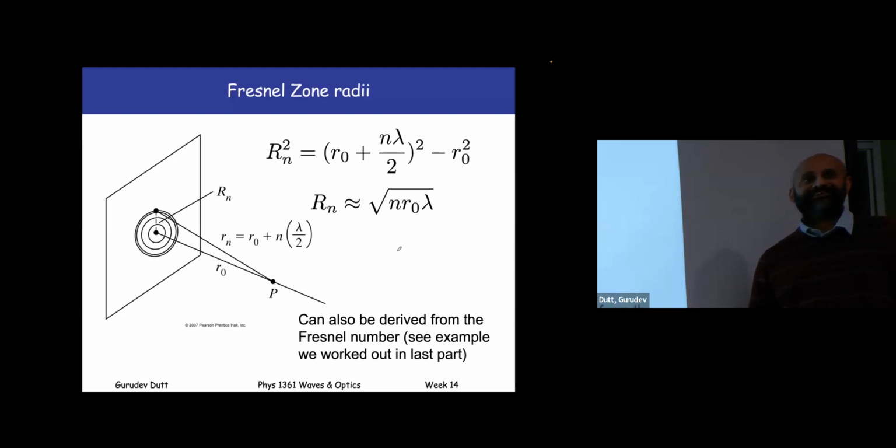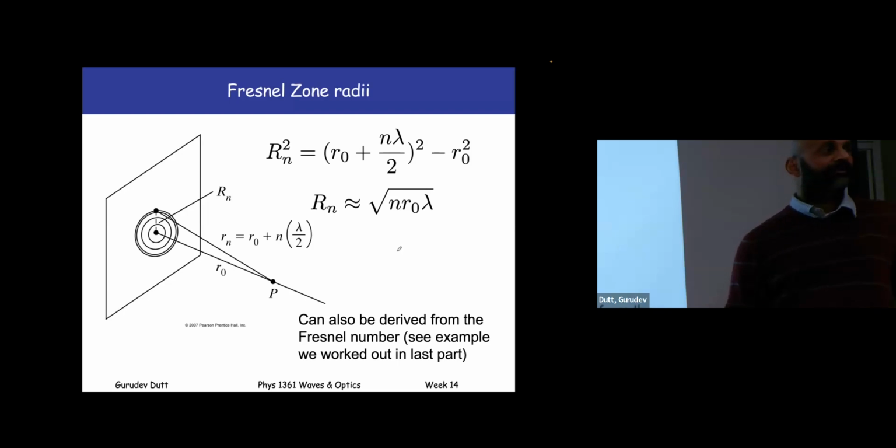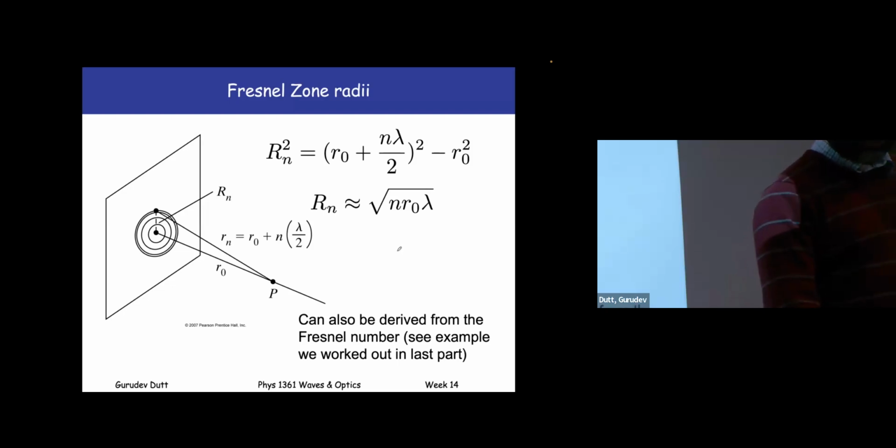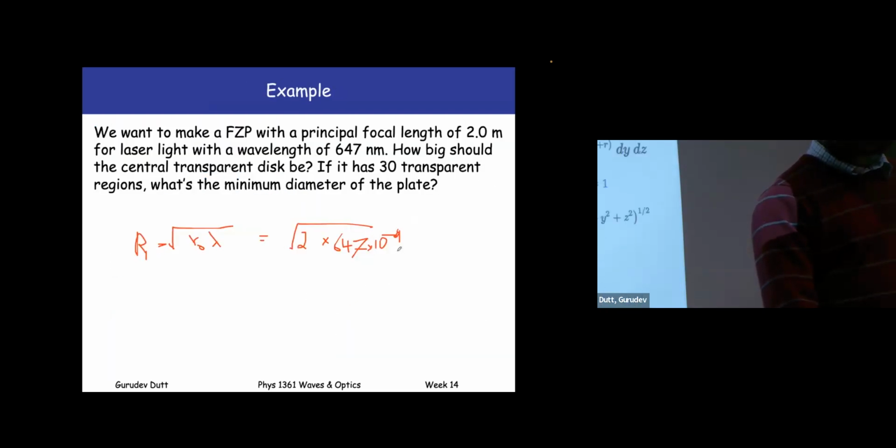Help out your instructor. Okay, what's the question? So if I have a zone plate with 30 of these regions, 30 Fresnel zones, basically, then what should be the radius of that plate? I just did it for the first zone. So if I have 30 zones, then what happens? Square root of 30. Exactly. Square root of 30 times the answer from that previous calculation.